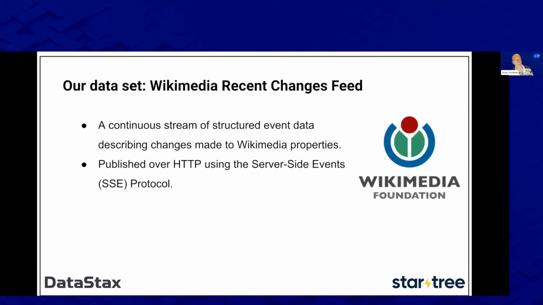And we're going to be using Wikimedia's recent changes feed. Now, obviously, the number of events that this is producing doesn't in any way get near the limit of what Pulsar or Pinot can do, but it's quite a nice one, and people generally understand what Wikimedia is. So it's an interesting one to demo. What it gives us is the stream of the changes that people are making on Wikimedia properties, published using the server-side events protocol. So it's an HTTP stream of events.